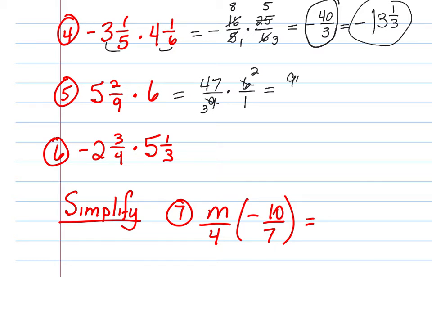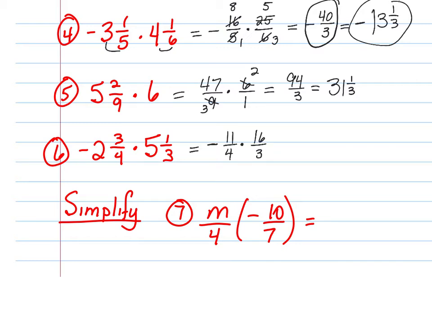94 over 3. 94 over 3. If you want to leave it like that, that is fine. Anybody change it into a mixed number? Tessa Ortman? 31 and 1/3. 31 and 1/3. How many of you got one of those two answers? Yep.